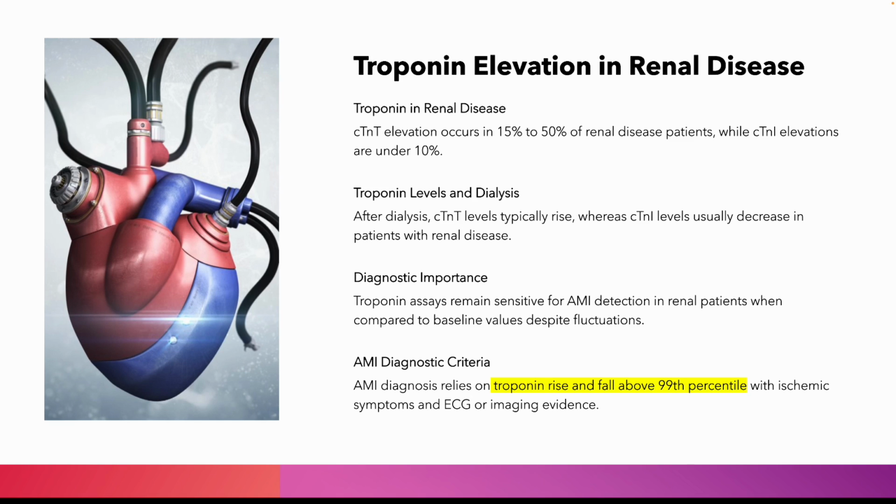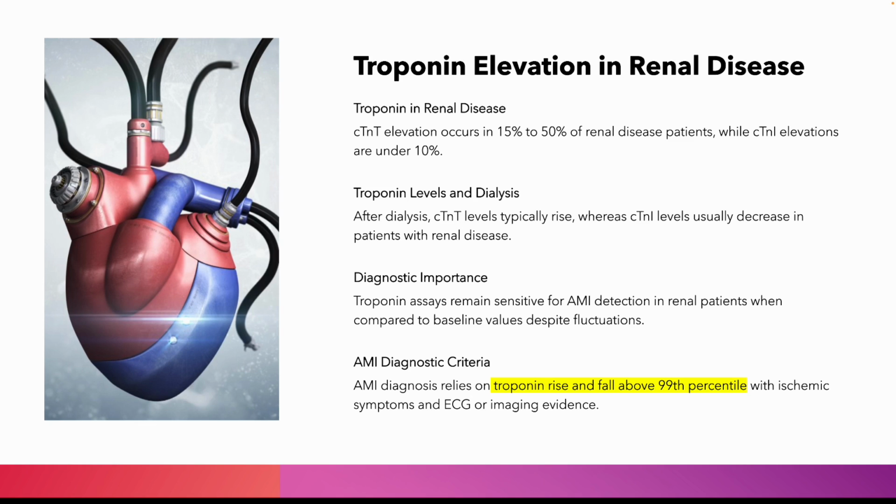And also because it has a longer half-life than cardiac troponin I, it remains more in the bloodstream, and therefore it's very natural for patients on dialysis with renal disease to have elevated levels of cardiac troponin T. However, it's less likely for cardiac troponin I to be elevated.